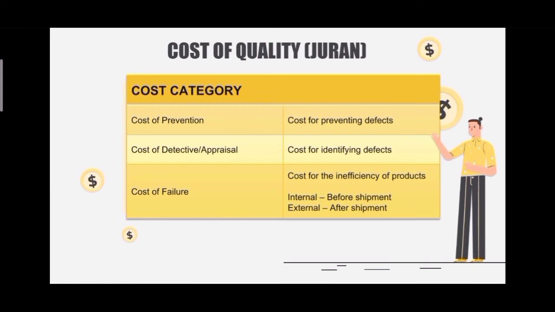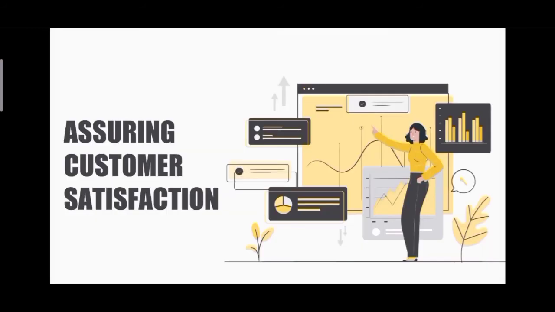We have two types of cost of failure. First is the internal, which are the defective items that are determined before shipment, while the external failure are the defective products that are determined after the shipment. Now let's move on to how to assure customer satisfaction.